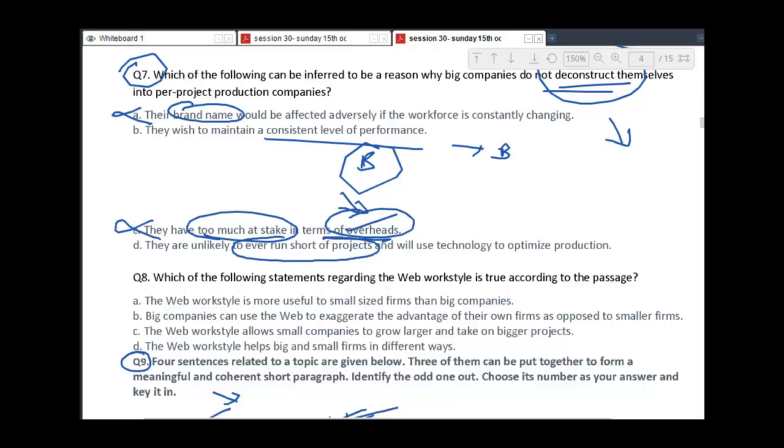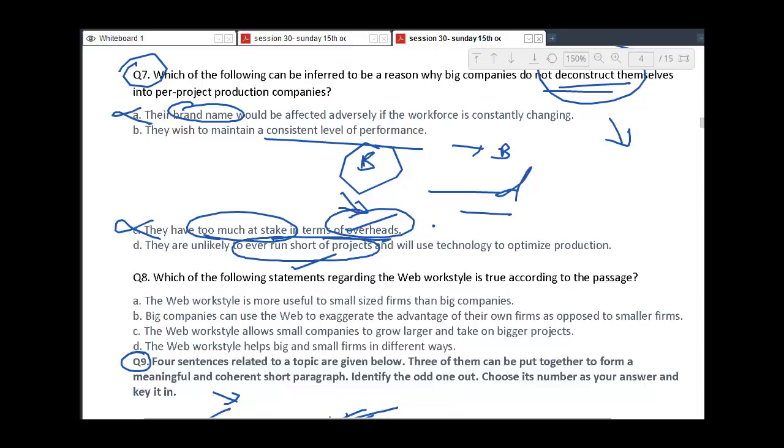Does it show that in the future they will always have projects? Does it tell that in the future they will always have projects? Nowhere given. The future projects have nowhere been mentioned in the passage, people. So you have to go by what is visible to you. It says that they would not deconstruct. Why? Because they want to be good in what they are doing.